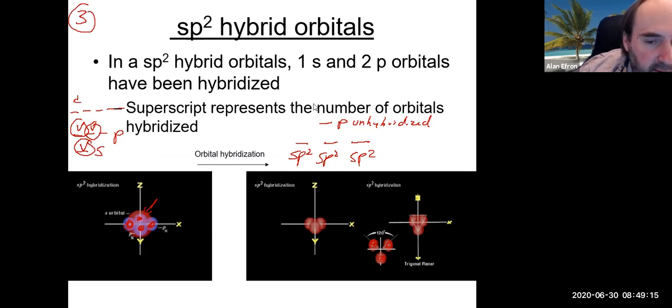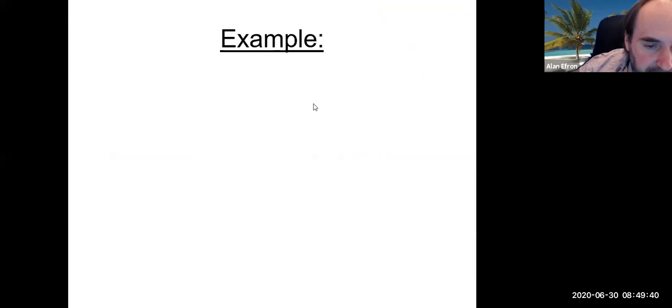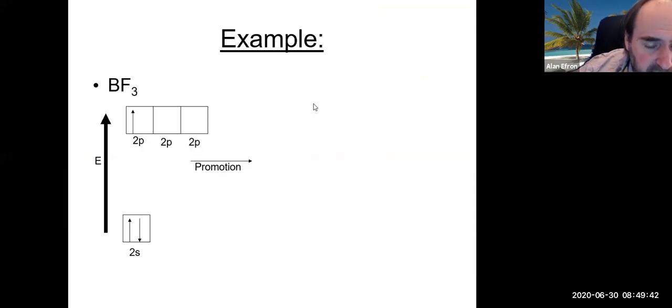And 3 is the magic number there. If we think about 3 electron pairs in terms of the electron pair geometry, that is something that is trigonal planar. So the electron pair geometry that goes with this hybridization is trigonal planar. 3 electron pairs will hybridize just like this. An example of that is BF3 that we saw earlier.